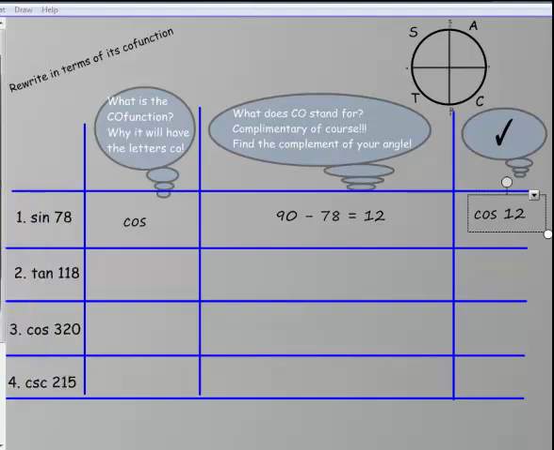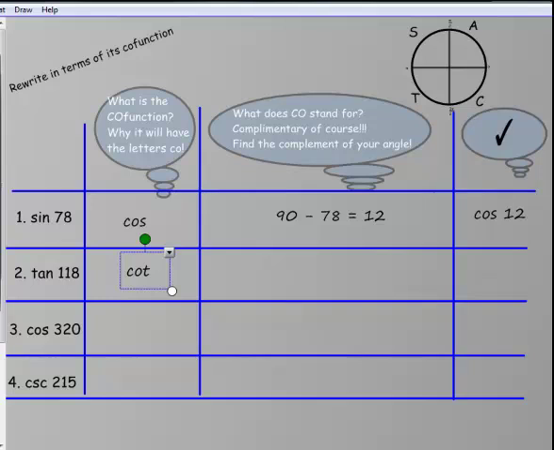All right, let's try the next one. Tangent. First thing I have to think, what is the cofunction? Oh, cotangent. Co stands for complementary, so I have to find the complement of 118? How do I find the complement of 118? It's got to add up to 90, and 118 is already over 90. Oh, I have to go back to reference angles. I have to find the complement of the reference angle.